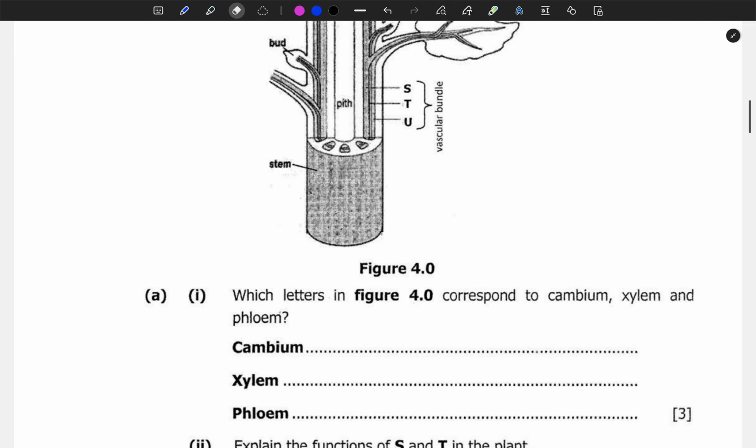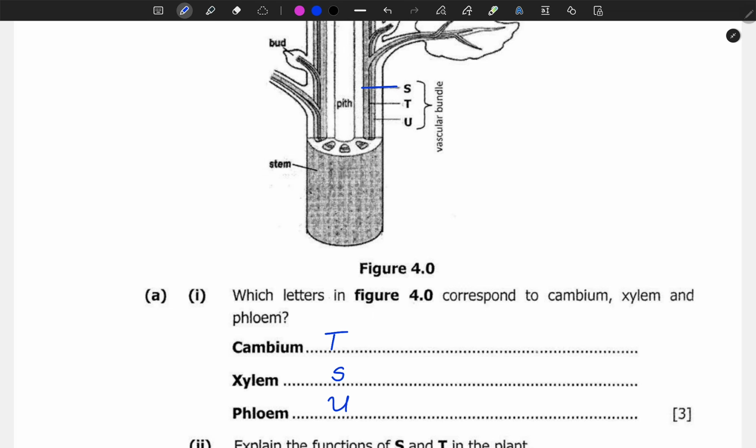Then A1, which letters in figure 4.0 correspond to a cambium, xylem, and phloem. Remember, I told you that xylem is on the inside, phloem on the outside. So the letter showing the structure on the inside here is letter S. So letter S is our xylem. Then T is the middle, so cambium is the middle. Then U, the outside, is U.